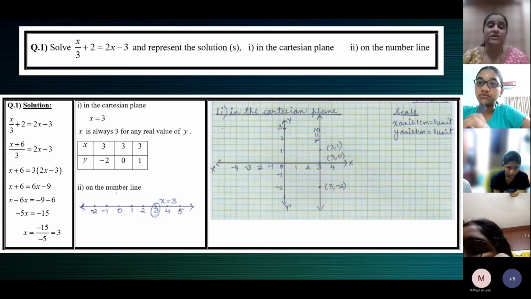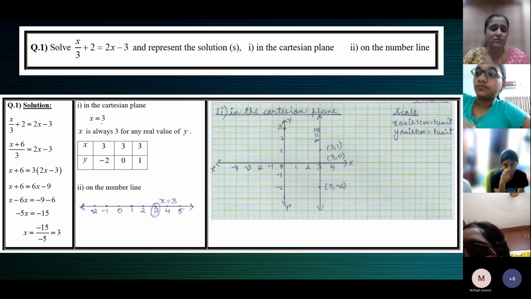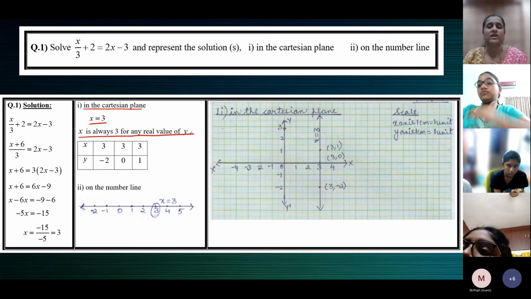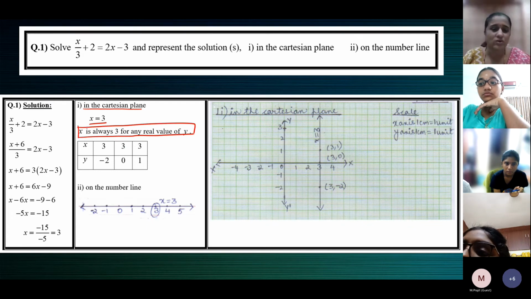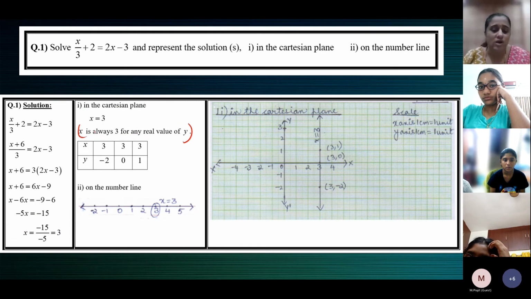X is equal to 3 in the Cartesian plane. That means on the graph paper. So see here in the Cartesian plane. X is equal to 3 means x is always 3 for any real value of y. This is just for your meaning, just for us. You don't have to write this in your exam paper. This is just for our knowledge. X is always 3 for any real value of y.